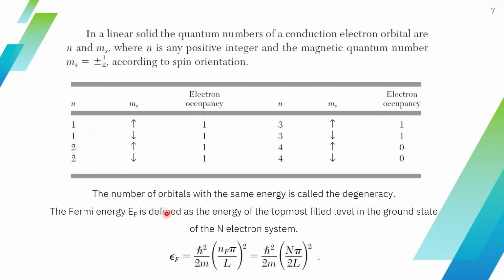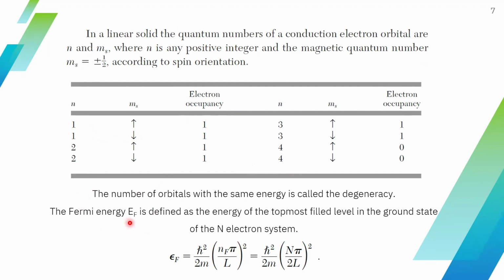Now, let nF denote the topmost filled energy level, where we start filling the levels from the bottom, which is n equal to 1, and then continue filling the higher levels with electrons until all N electrons are accommodated. It is convenient to suppose that N is an even number. The condition 2nF equal to N determines nF. The value nF is for the uppermost filled level.